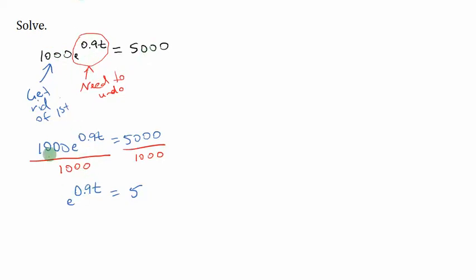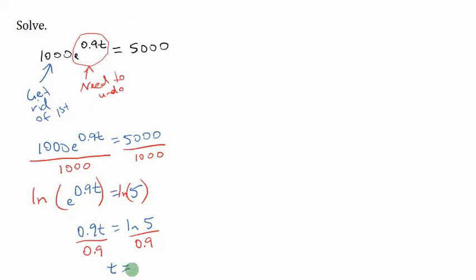exponential. So now I need to take the natural log of both sides to undo my exponential. So on the left side, I get 0.9t, and on the right side, I have the natural log of 5. And finally, to get t by itself, I need to divide both sides by 0.9. So t equals the natural log of 5 divided by 0.9. And if you wanted to, you could plug that into your calculator and get a decimal approximation. Let's look at one more example.